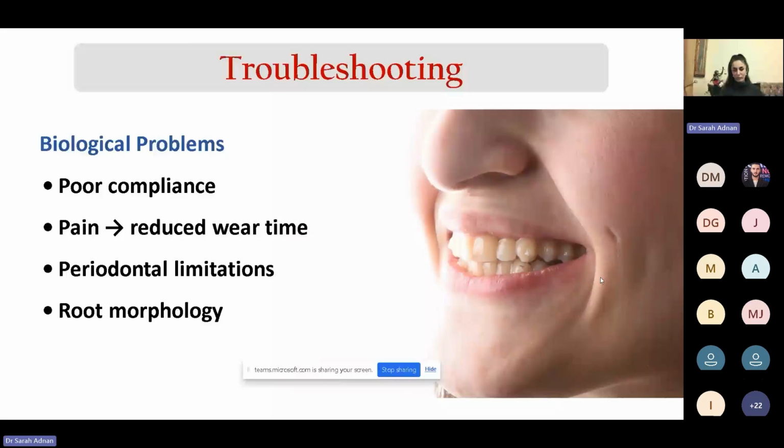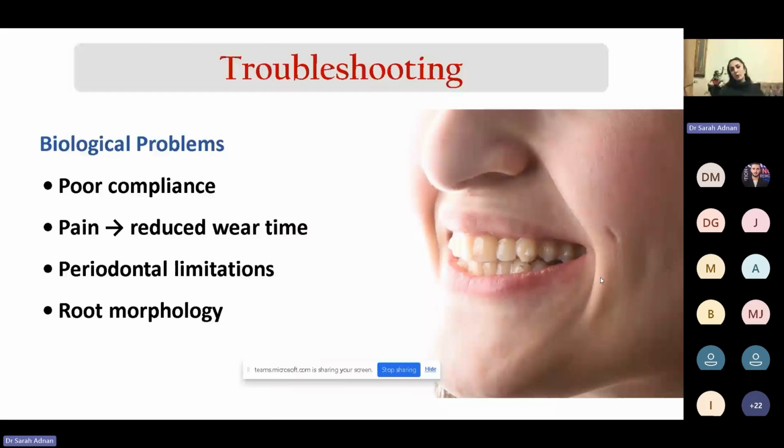So if the problem is about compliance, you should re-instruct the patient about the importance of wearing the clear aligner and the importance of consistent use of elastics. You should use elastics with the aligner for 22 hours per day. If it's about pain, in case of severe or moderate pain, you can instruct the patient to wear it at night initially. Then gradually you can increase the wearing time until adaptation occurs.